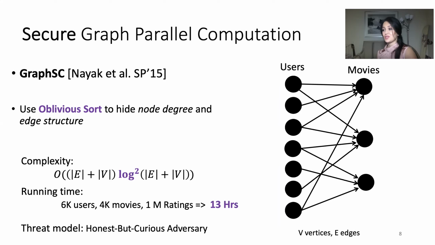Applying the framework to compute matrix factorization on a matrix of size 1 million ratings with 6,000 users and 4,000 movies takes almost 13 hours. And one of the main reasons that they had to use that expensive secure sorting operation is the problem of hiding access pattern.